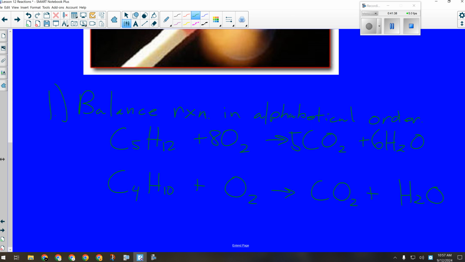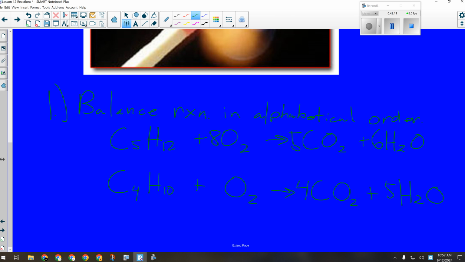How many carbons over here? Okay, so what needs to go in front of this? 4. Okay, how many hydrogen here? Okay, what needs to go here? 5. Okay, now 4 times 2 is 8 oxygens, plus 5 more is? 13. What times 2 gives me 13? 6.5. Right, can I have 0.5 molecules? No. No. Okay, there's the problem. That's why we need a second rule.